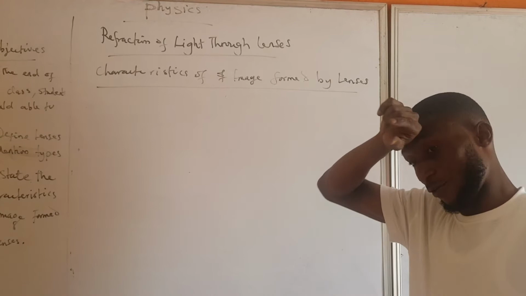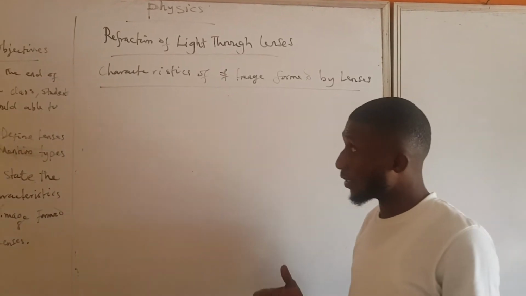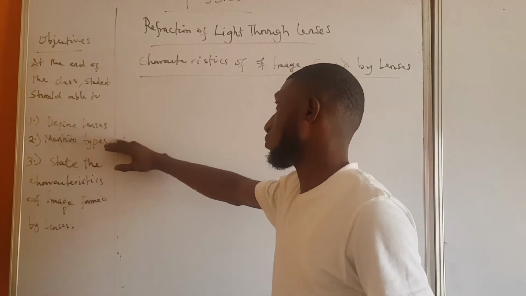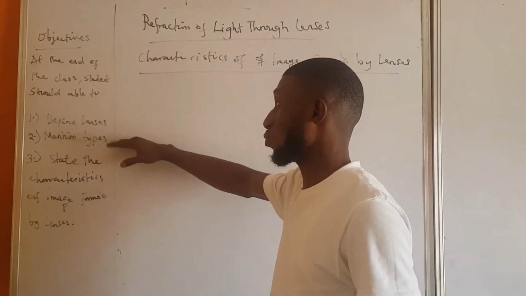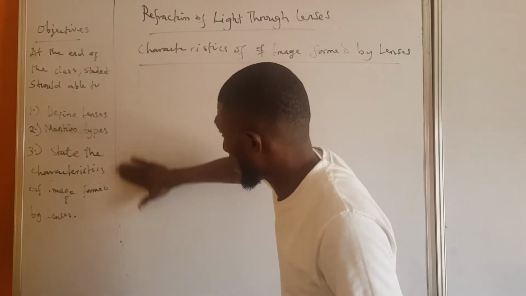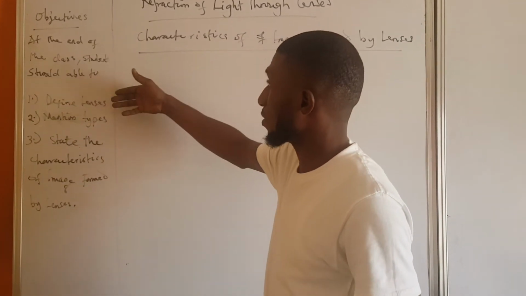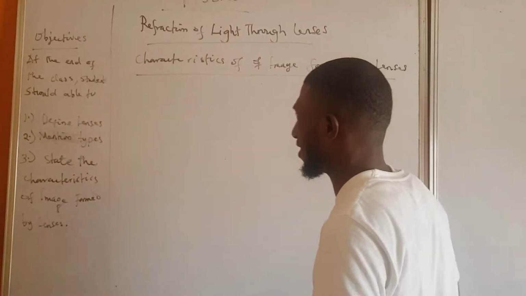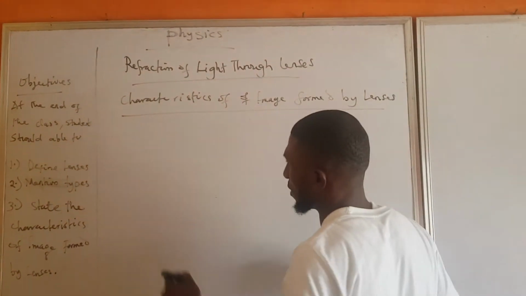Of image formed by lenses. Now, you know I told you we have two types of lens. By now you should have known that. This is a transparent object, types of lens. We have two major types of lens, under which we have different categories, which is the classification of them. Under the first one, let's talk about the convex lens, that is the converging lens.